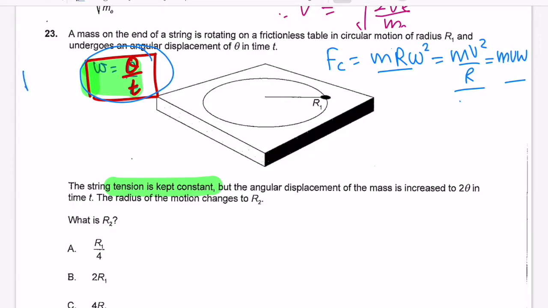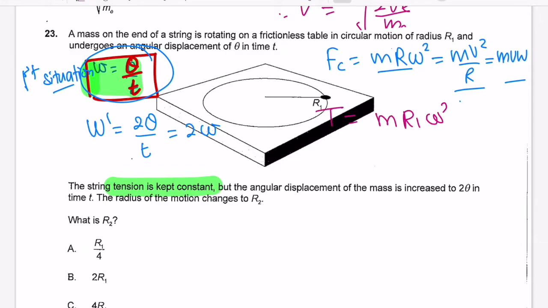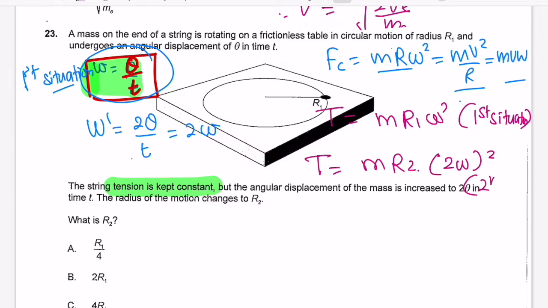First situation, angular velocity is theta over 2. Second situation, angular velocity is 2 theta at the same time, so it is twice. Remember that one. So now T equals m r1 omega squared for the first situation. For the second situation, tension is also the same, m r2, omega has become twice, right? This is the second situation.